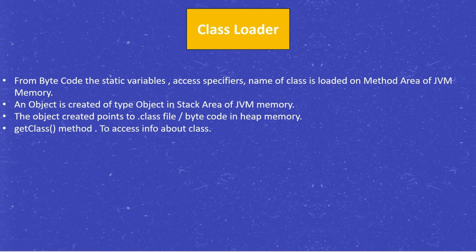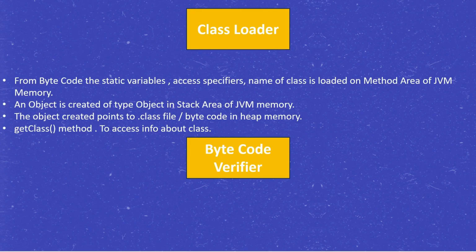Next we have something called the bytecode verifier. When all this operation inside the class loader is completed, the bytecode verifier verifies your bytecode, the bytecode that you have given to your class loader. It will verify that bytecode against any errors, or it will check the correctness of your bytecode.